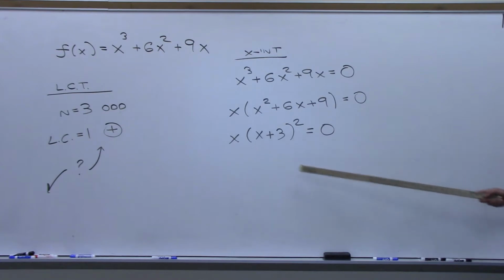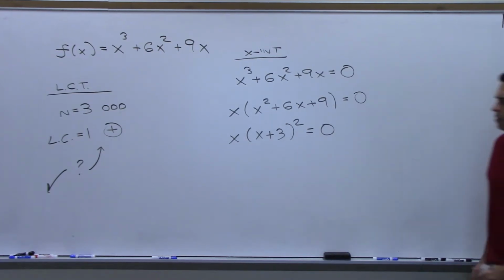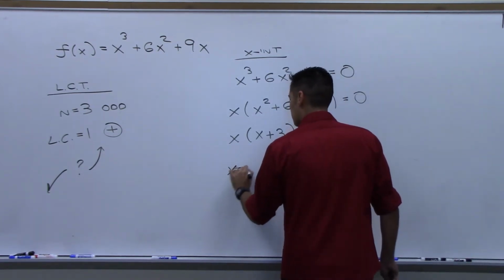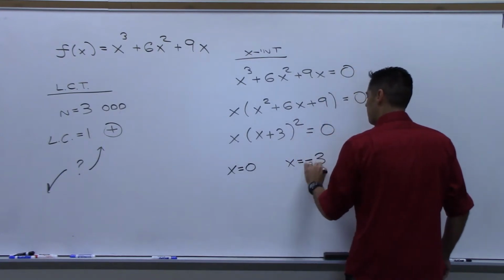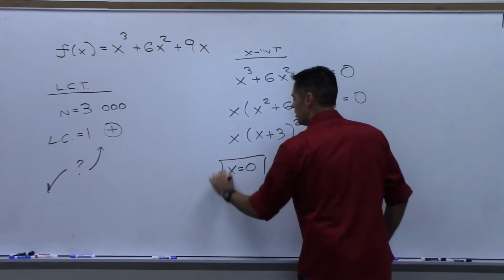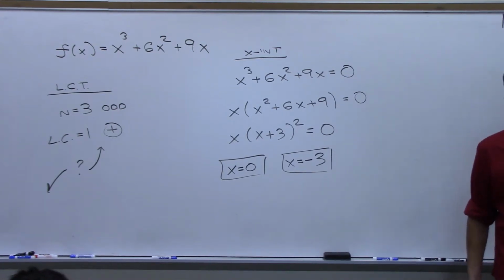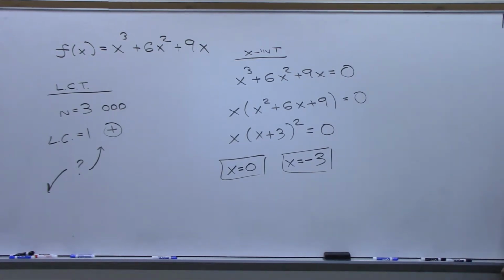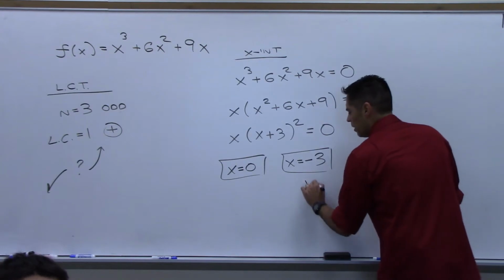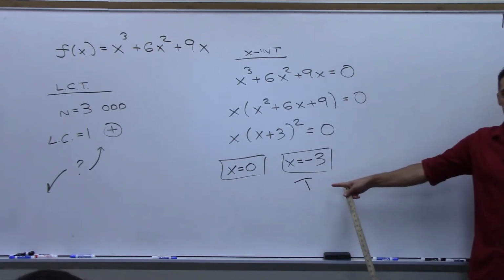What are my x-intercepts from here? If I set that to 0 and that to 0, what are my x-intercepts? 0 and -3. Those are the same x-intercepts that I just had, aren't they? Take a look at the picture. Do I cross through or do I touch? I'm touching at -3. I'll put a T for touch.